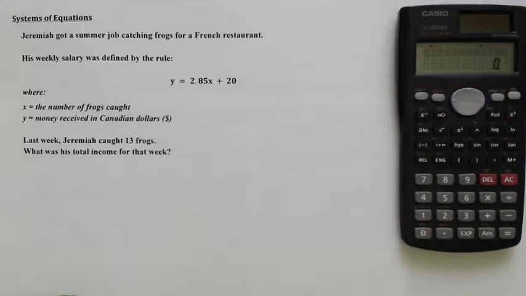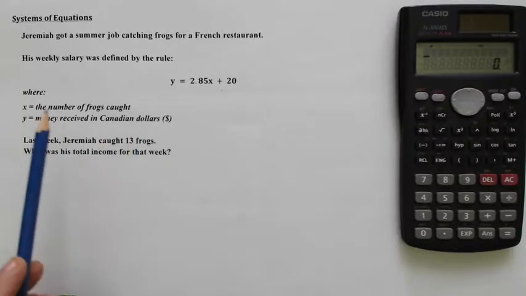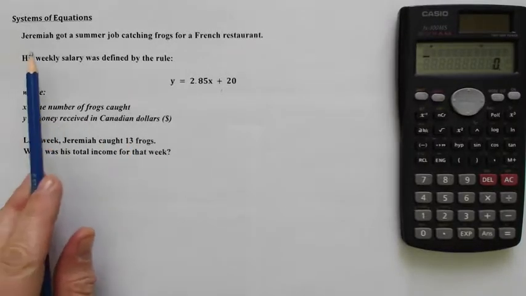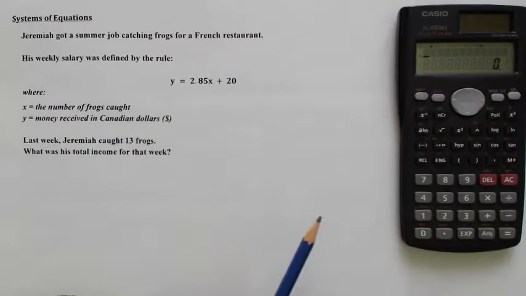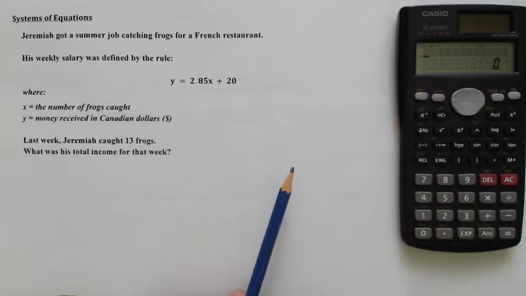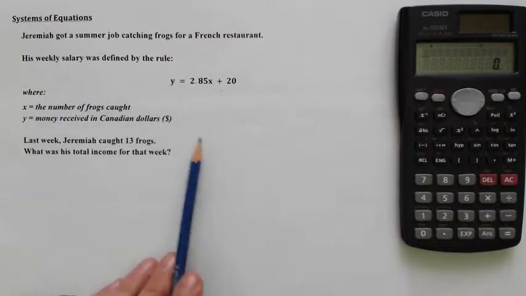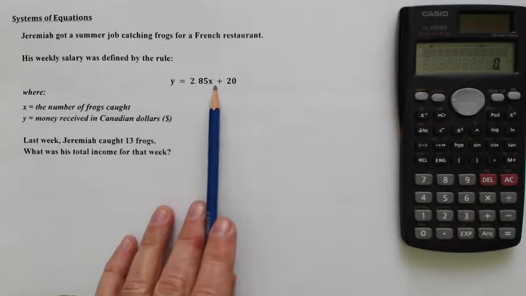All right, here we are again with systems of equations, and slightly different format for this one. So we're going to show you how this breaks down and what's unique about it. Jeremiah got a summer job catching frogs for a French restaurant, and his weekly salary was defined by the rule. So y is equal to 2.85x plus 20.